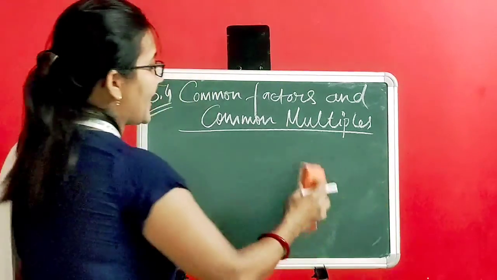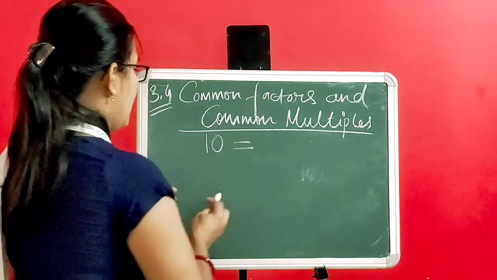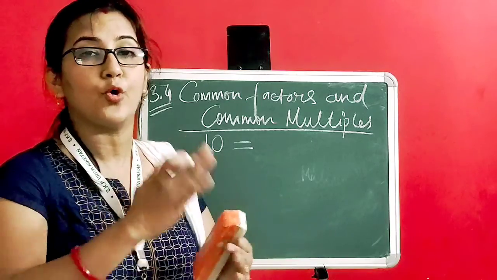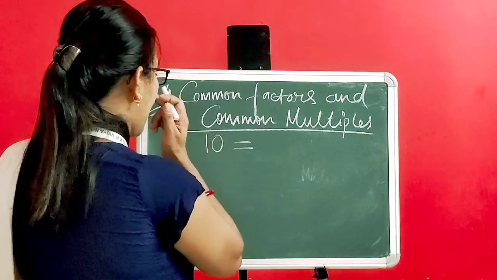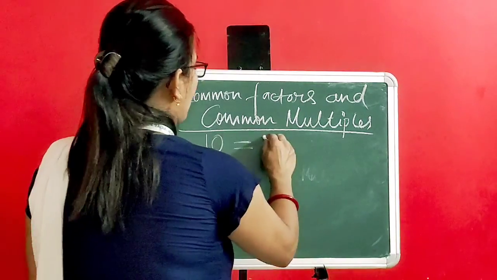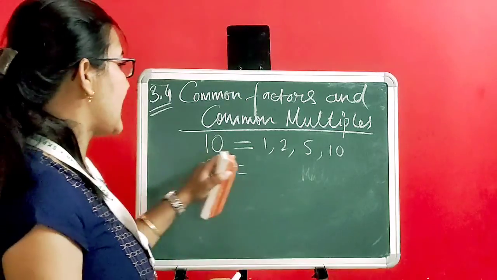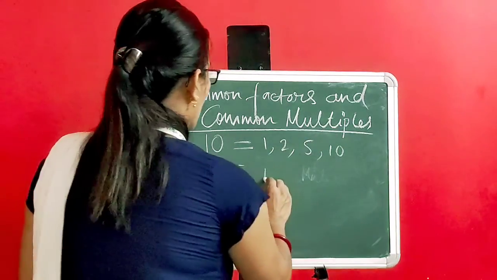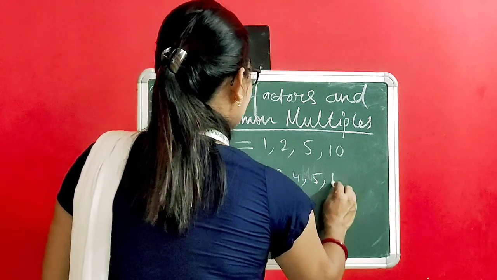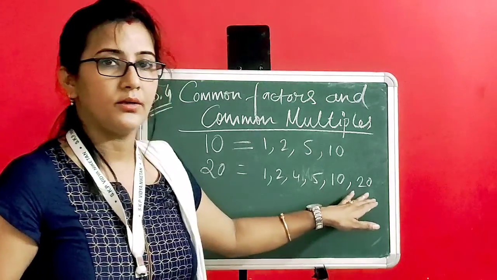To find common, first of all, we have to find common between some numbers, so there must be more than one number. Between 10 and, suppose, 20. First of all, see, what are the factors of 10? 1, 2, then 5, then 10 itself. So these are the factors of 10. And for 20: 1, 2, then 4, then 5, then 10, then 20. So these are the factors of 20.